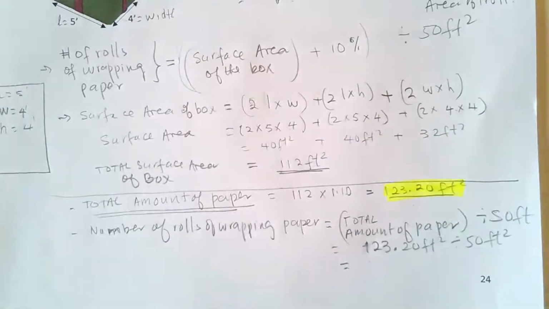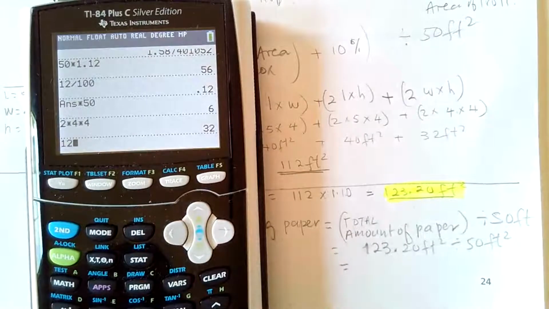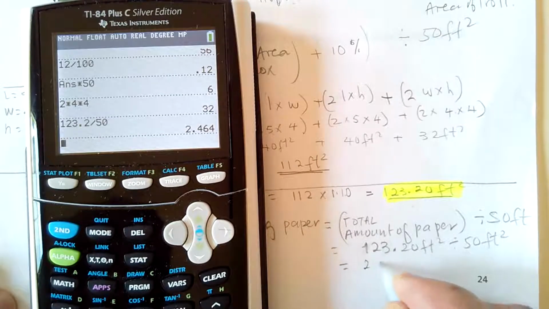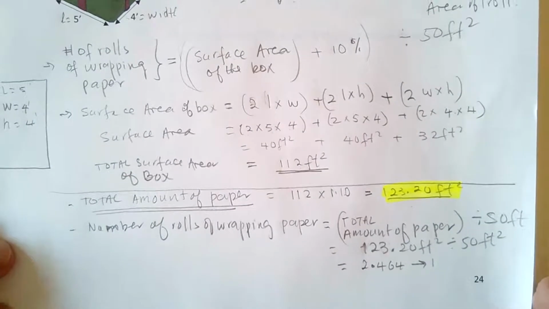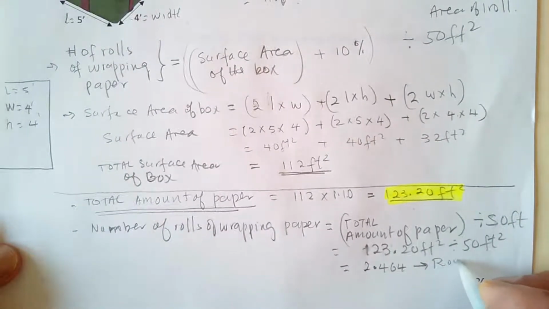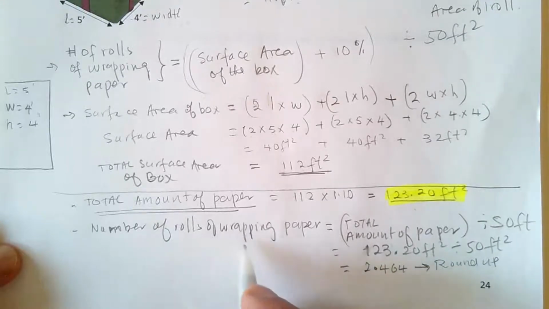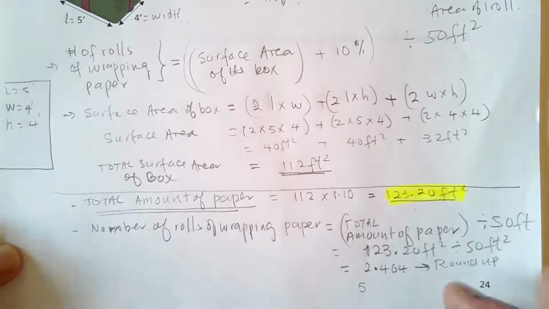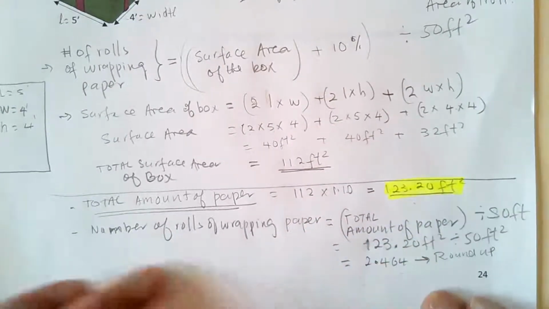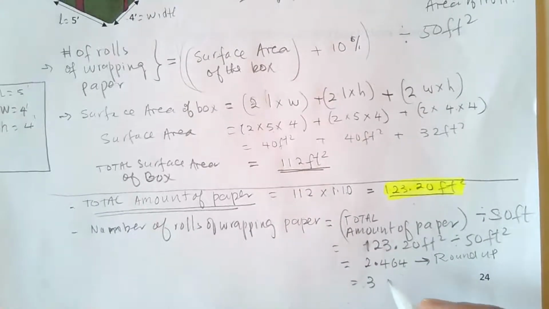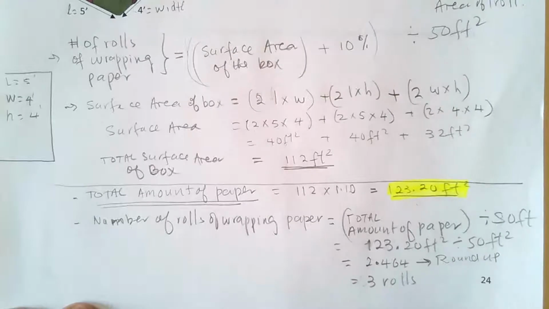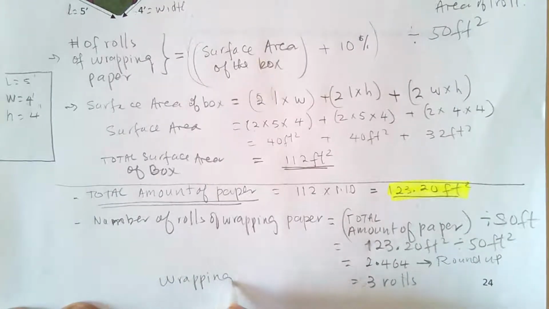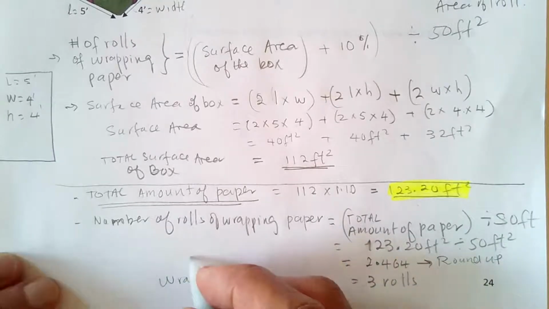And let's get our wonderful calculator out here and see how that works out. 123.2 divided by 50 gives me 2.464. Now we need to round up because we cannot buy part of a roll. We need to buy the whole roll, so we've rounded up. So the number of rolls of wrapping paper we need is 5 rolls. Oh, sorry, 3 rolls, not 5. So 3 rolls of wrapping paper.